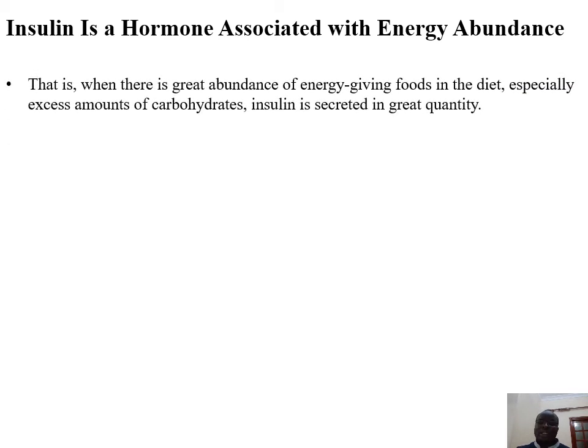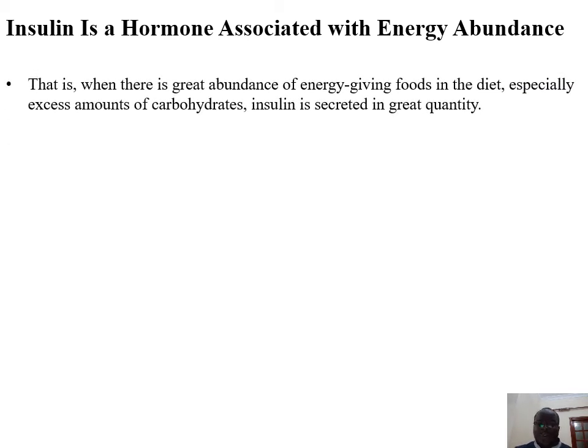Insulin is a hormone associated with energy abundance. Now we are going into the metabolism of insulin, or the function of insulin. We'll be biased towards insulin, then the other lecture will discuss glucagon. Insulin is a hormone associated with energy abundance. So after having your meal, the pancreas will release a lot of insulin because you have high levels of energy.